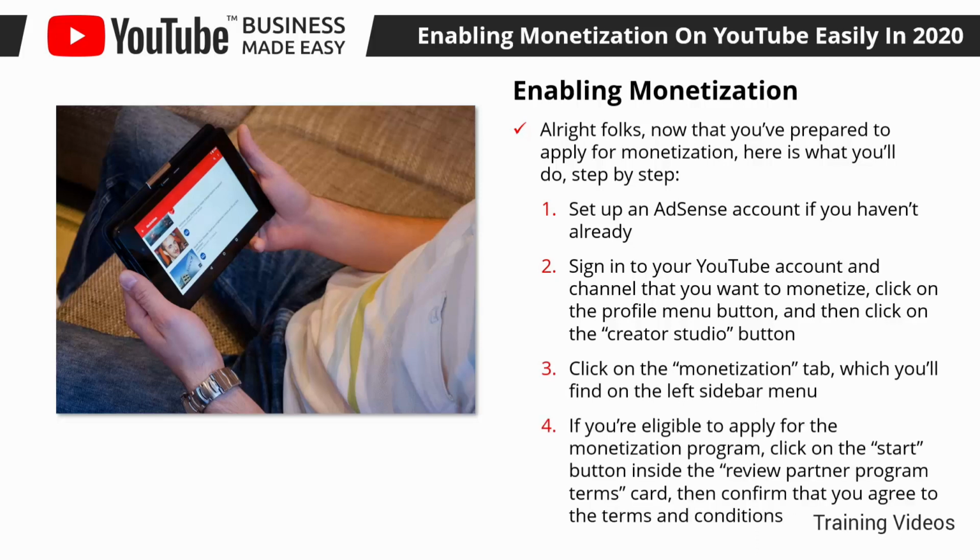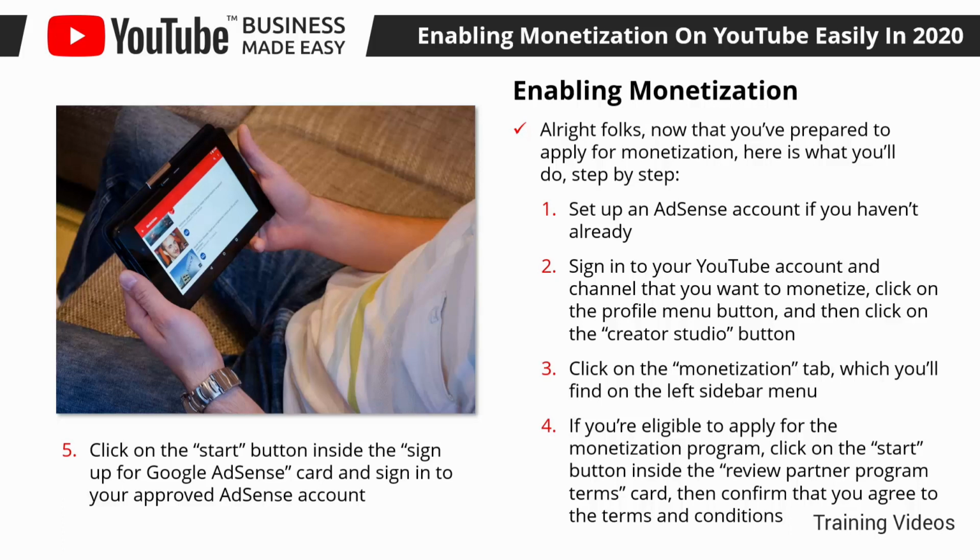If you're eligible to apply for the monetization program, click on the Start button inside the Review Partner Program Terms card. Then confirm that you agree to the terms and conditions. Number 5. Click on the Start button inside the Sign Up for Google AdSense card and sign in to your approved AdSense account. Now, all you have to do is wait for approval, which can take 30 days or less. In that time, keep uploading awesome content and engaging with your audience.